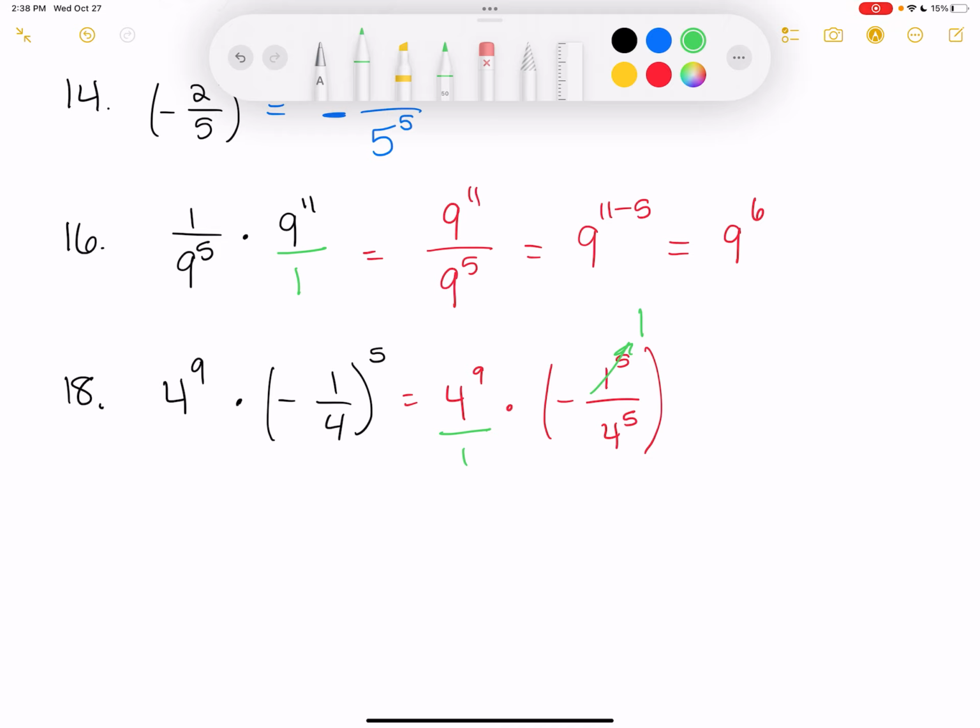So I've got 4 to the 9th times negative 1 over 4 to the 5th. So how would I combine those? Okay, look at 16. How did I combine them in 16? You switched where they were. Okay, so I'm going to put the 4 to the 9th on top. I'm going to keep the negative sign. Now I can subtract. So it's negative 4 to the 9 minus 5, which is negative 4 to the 4th. Yay. You're so good.